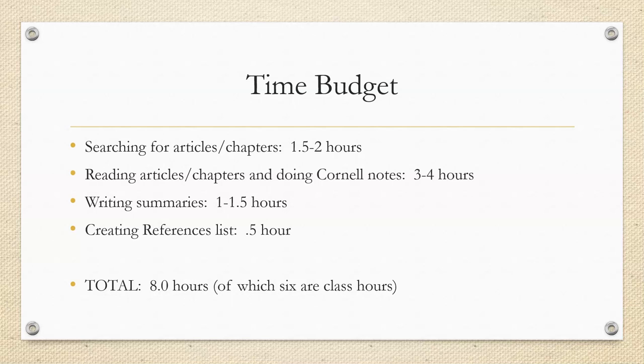And then finally, you're going to be creating your references list, which I'm saying should take about half an hour. Okay, so I think half an hour is pretty reasonable. You're going to be doing 3 entries. Again, you want to make sure that you're following all of those APA rules and doing all of your formatting correctly.